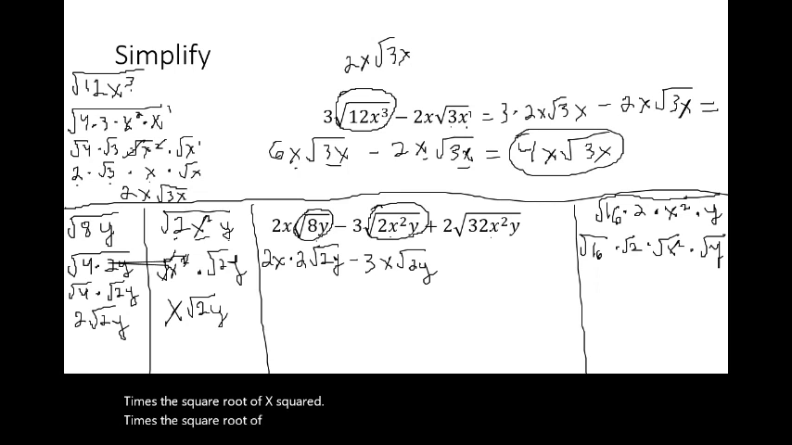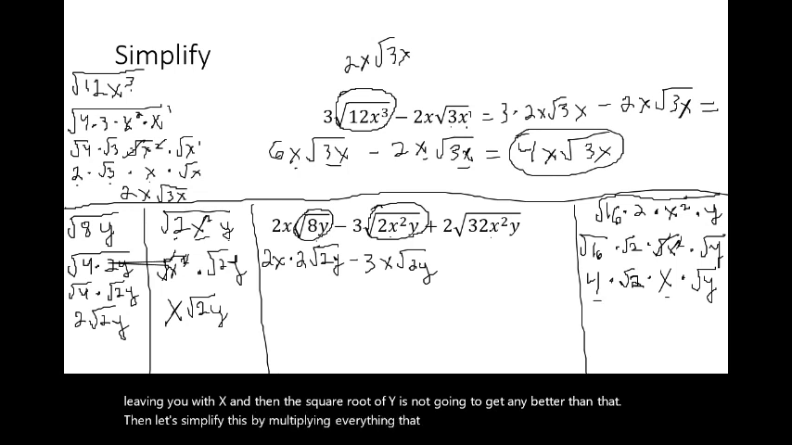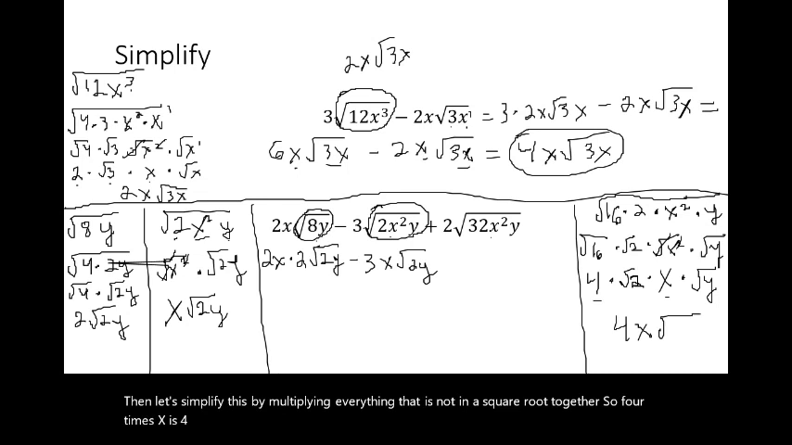Then I'm going to do all of the square roots that I actually can. So square root of 16 is 4. Square root of 2 needs to be left alone. Then for the square root of x squared, the square and the square root will cancel each other out, leaving you with x. And then the square root of y is not going to get any better than that. Then let's simplify this by multiplying everything that is not in a square root together. So 4 times x is 4x. And then let's multiply the square roots together. Root 2 times root y is square root of 2y.